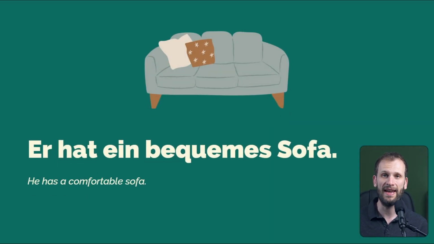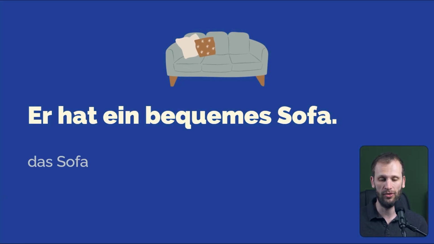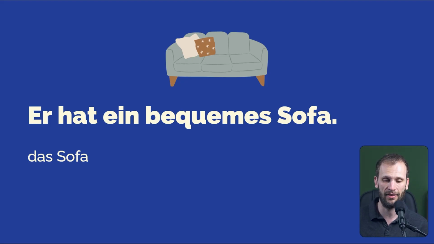Er hat ein bequemes Sofa. He has a comfortable sofa, a comfortable couch. So, Sofa is neutral, das Sofa, so we need the S either in the article, but not here because we have the indefinite article, so then we need it for the adjective. Always one S and one R, never two and never zero. By the way, I always keep telling you always one, never two. If you get two adjectives, like a comfortable, expensive sofa, then you would get two S, of course.